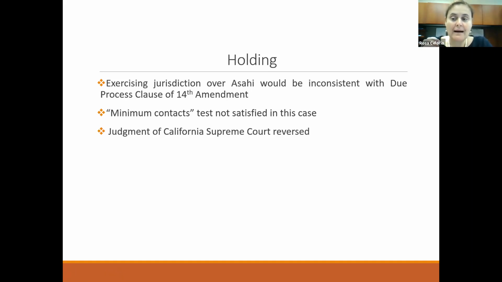But again, the most important part of the case is how the court got there, how the U.S. Supreme Court got there, what we call the legal reasoning or the rationale of the case. Any of you want to try the rationale of the case?